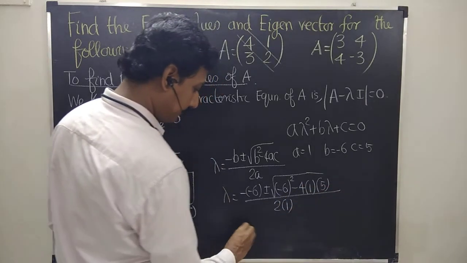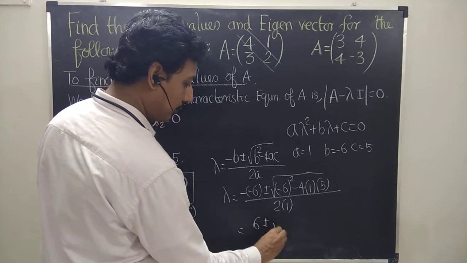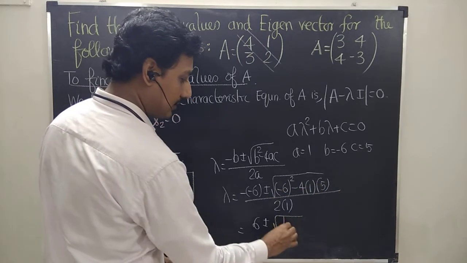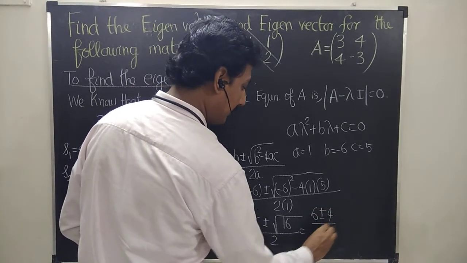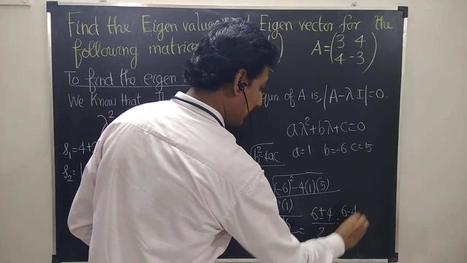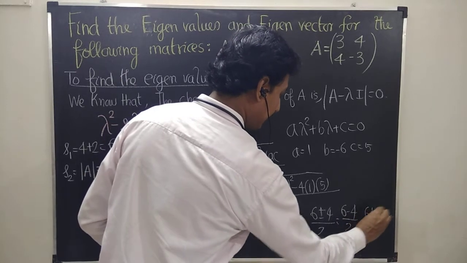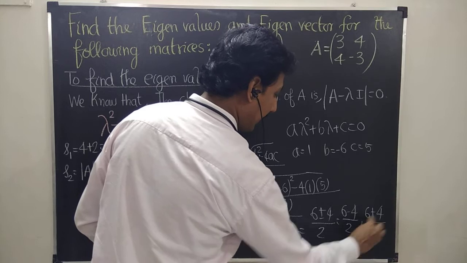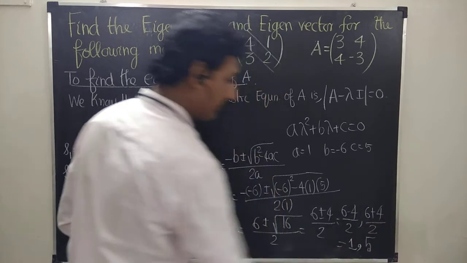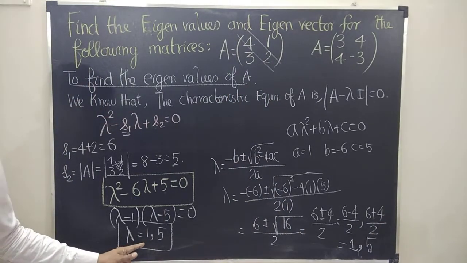Which gives 6 plus or minus square root of 36 minus 20, that is 16, by 2. So it is equal to 6 plus or minus 4 by 2, that is 6 minus 4 by 2 or 6 plus 4 by 2. What is 6 minus 4? 2. 2 by 2 is 1, and 6 plus 4 is 10. 10 by 2 is 5. So we get the same answer, isn't it?